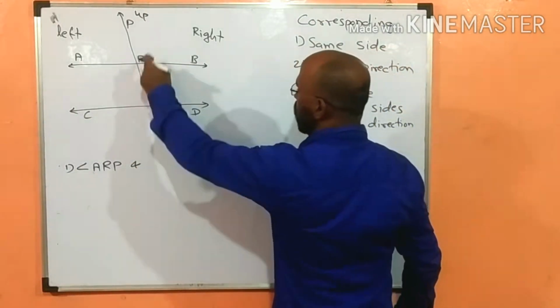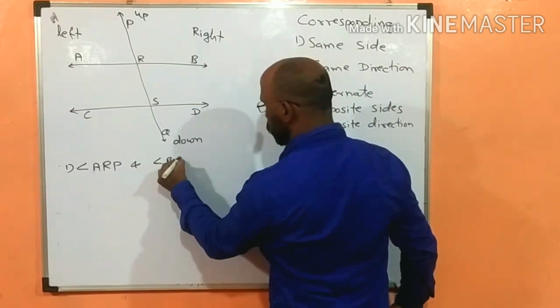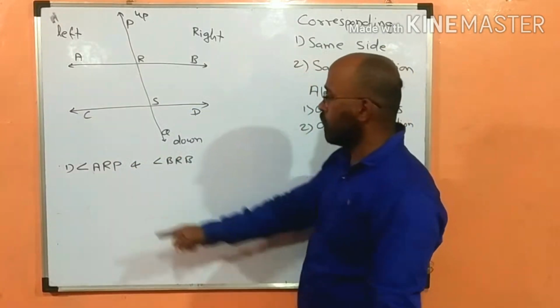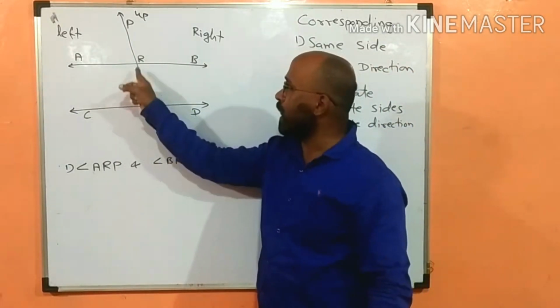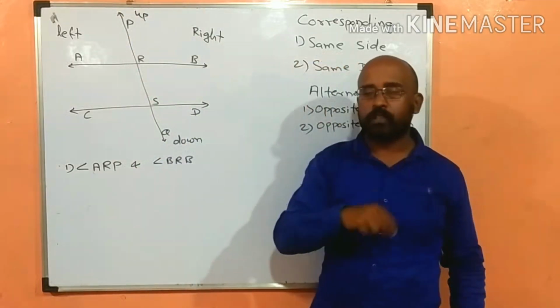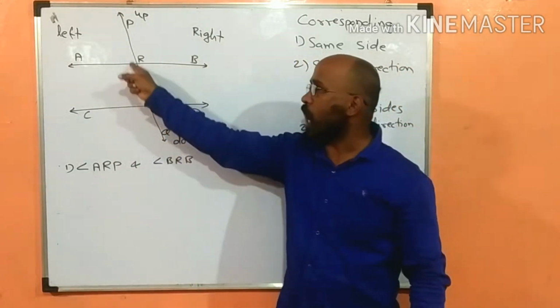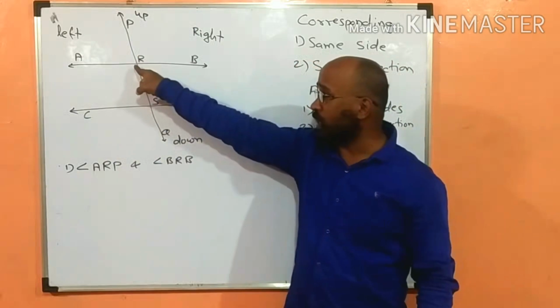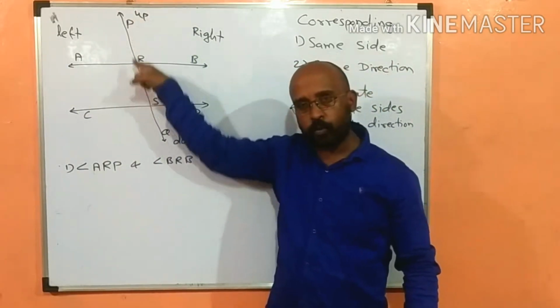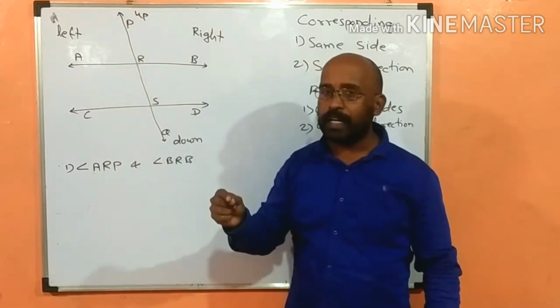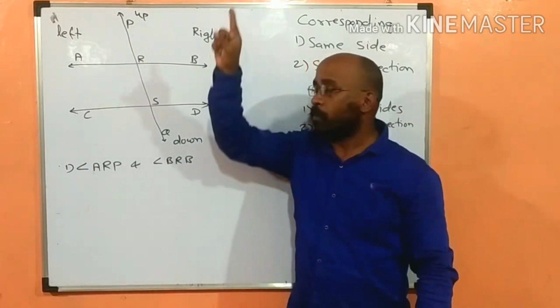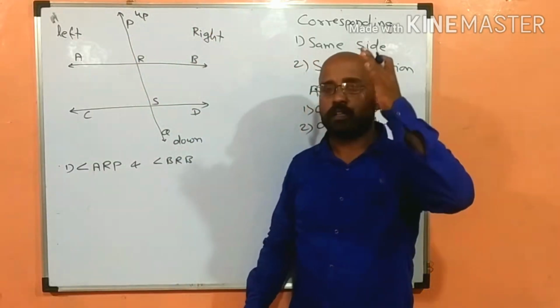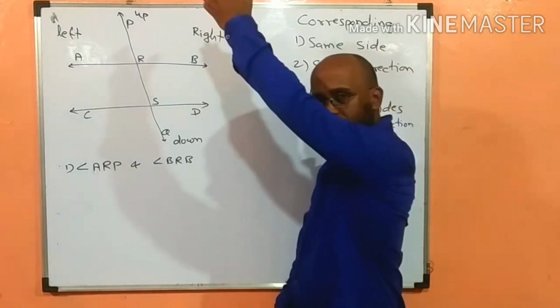First is angle BRP. ARP has two arms, AR and RP. Among these two arms, which arm is part of the transversal? RP is part of the transversal. And what is the direction of RP? RP is going towards up. So its alternate angle will have the opposite direction. Means its alternate angle's arm on the transversal will go towards down.